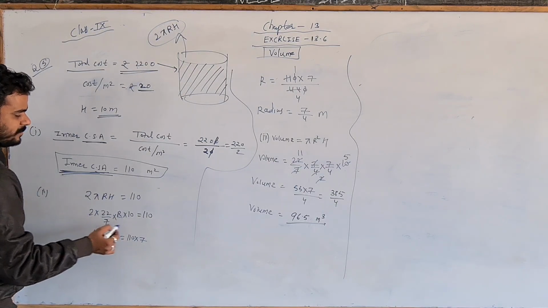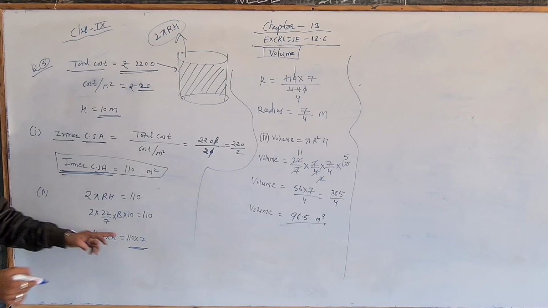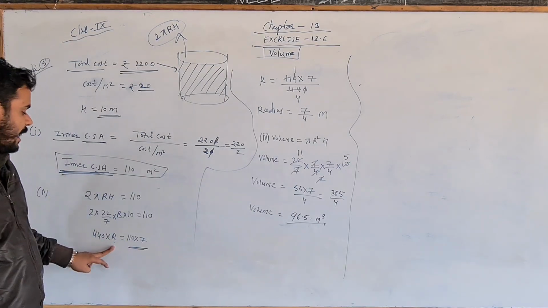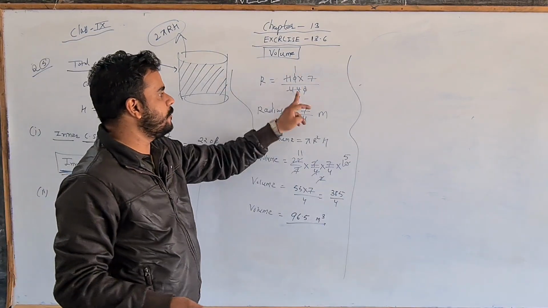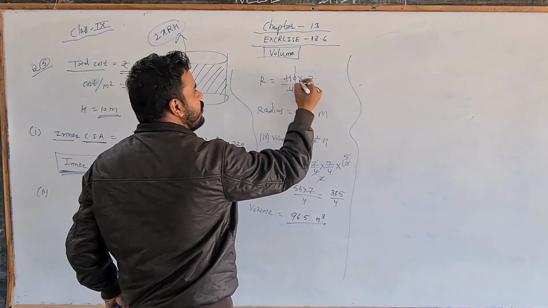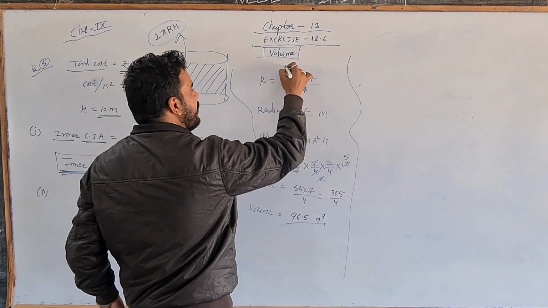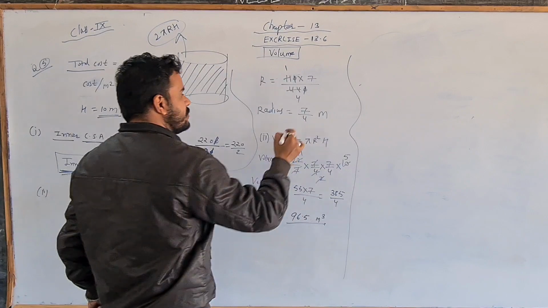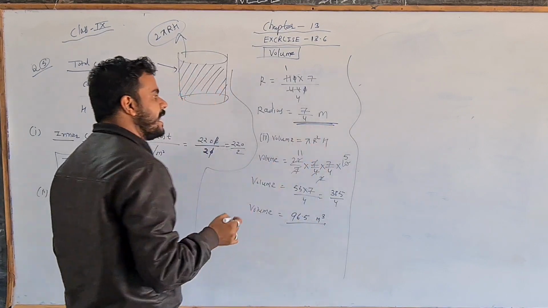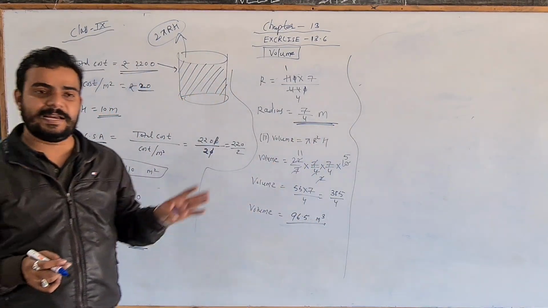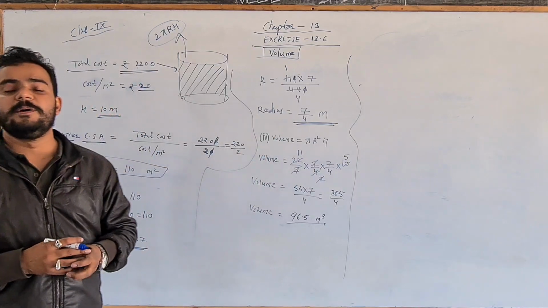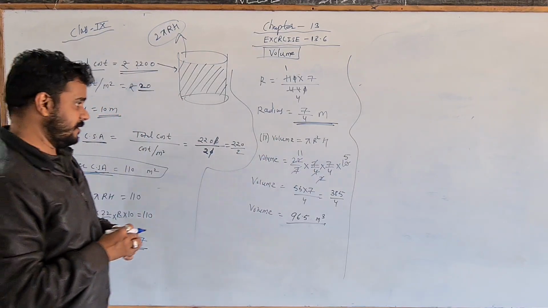7 is in multiplication, so 7 will change to division. So 110 into 7. So r equals 110 into 7 upon 440. Then 0 and 0 will be cut. So 11 with the 11, 4 times 11 is 44. So the answer is 7 upon 4 meters, our radius. Now the second answer we also got. The radius is 7 upon 4.